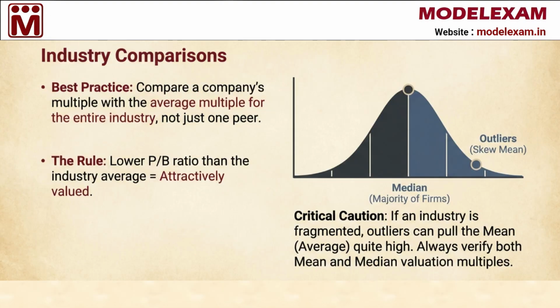When you use this ratio, don't just look at one peer. The best practice is to compare a company's multiple with the average multiple for the entire industry. The rule of thumb is that a price to book ratio lower than the industry average means it is attractively valued. However, you must be careful. If an industry is fragmented, a few expensive outlier companies can pull the average, or mean, quite high. So, always check the median valuation as well to get a true picture.